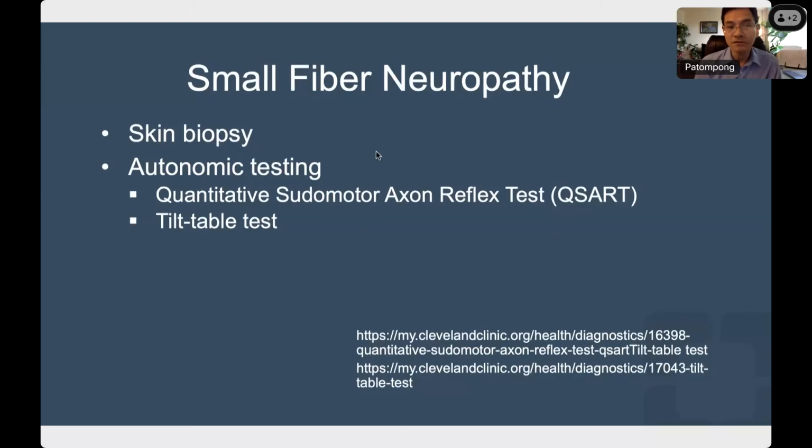And sometimes we also do autonomic testing to try to find evidence of autonomic dysfunction that can be seen in addition to pain in small fiber neuropathy. The tests that we usually do include what we call the quantitative sudomotor axon reflex test, or QSART, which is basically the test where we measure how well you sweat in response to temperature or to a chemical trigger. And we can also do what we call a tilt table test, which is a test where we monitor your heart rate and your blood pressure in response to position change.